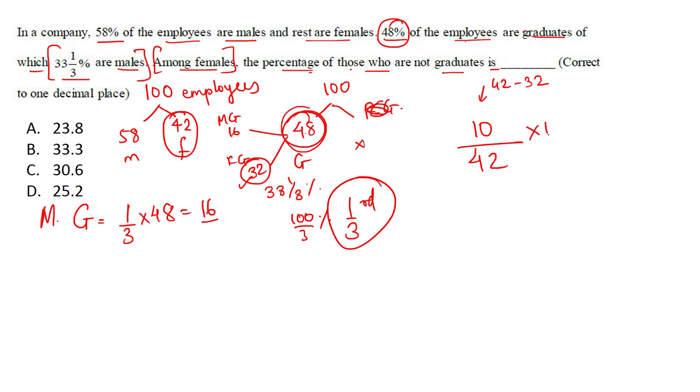We have to find the percentage of this. Why did I take 42 in the denominator and not the total employees? Among females, they are asking. So among females, total females are 42. Among them, 10 are not graduates. Let's find the percentage for that. So what we are going to have is 1000 divided by 42. That is 500 divided by 21. 21 twos are 42, 80. 21 threes are 63, 17. So 23 point something is the answer. The answer comes out to be option A.